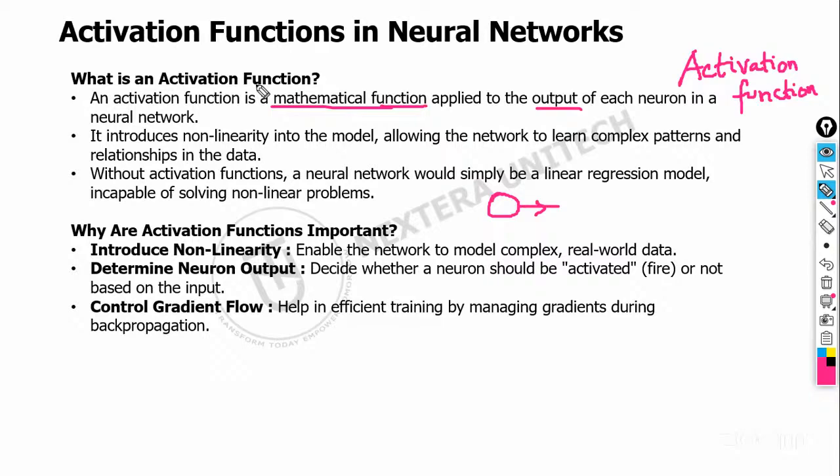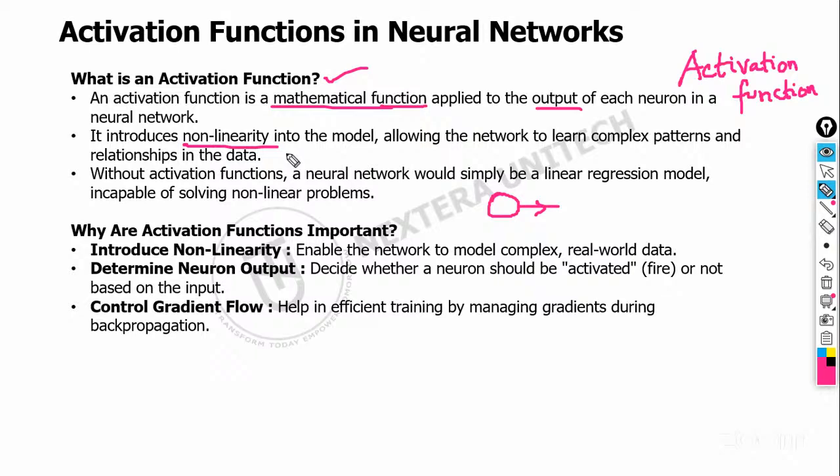Making sense? Yes. So in the hidden layer and output layer, how are you getting the output from each neuron? That is just because of the activation function. And this activation function introduces non-linearity into the model. So in each and every layer of the neural network, they start introducing non-linearity. Why? Because the data in the real world is non-linear. In the majority of cases, it is non-linear.